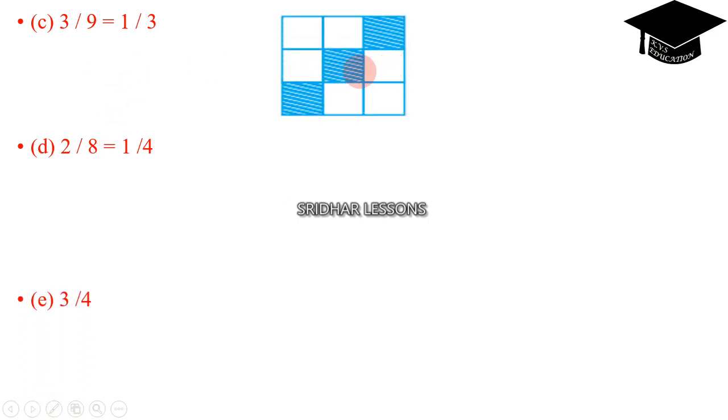Next, if you can see here, how many parts totally? 1, 2, 3, 4, 5, 6, 7, 8, 9. Out of 9 parts, 3 parts were shaded. So 3 by 9, this is equal to 1 by 3.